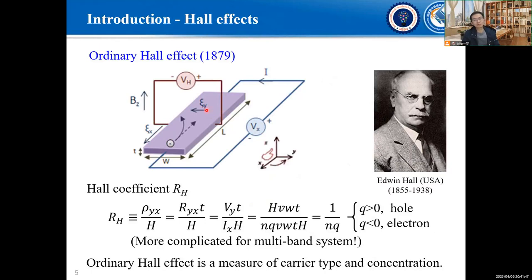Before we go into the unconventional Hall effect, I think it's necessary to briefly introduce the ordinary Hall effect. The ordinary Hall effect was discovered in 1879 by Edwin Hall. If we apply an electric current and also a magnetic field perpendicular to the electric current, one can pick up a transverse Hall voltage signal, which is called the Hall signal. The Hall coefficient can be defined as such, and it is inversely proportional to the carrier density. Therefore, the ordinary Hall effect is a measure of the carrier type and concentration.